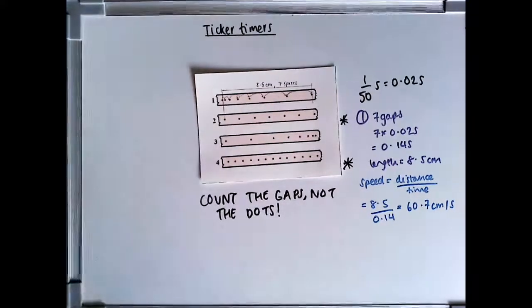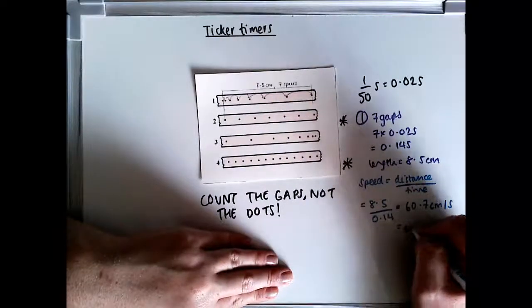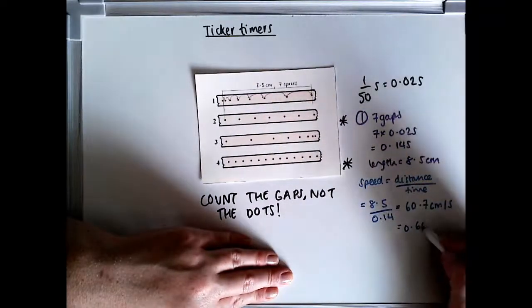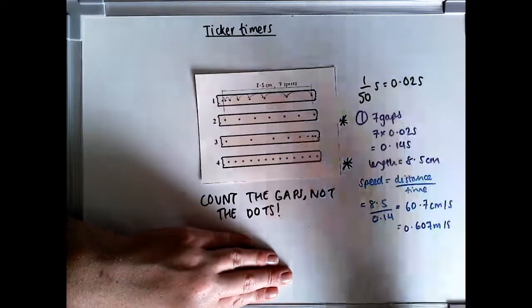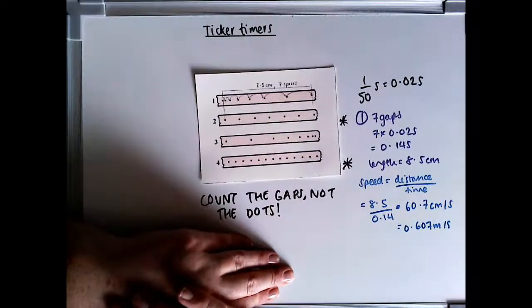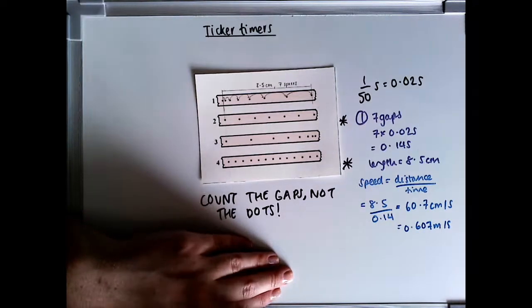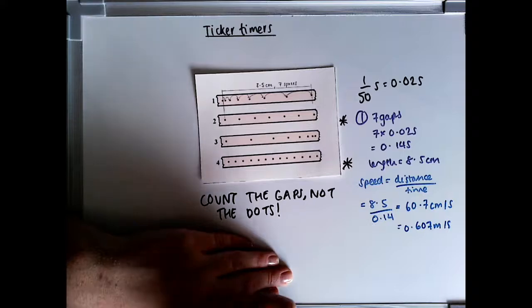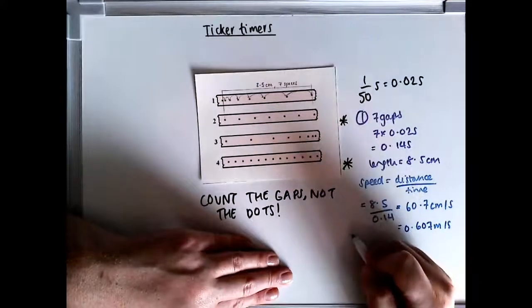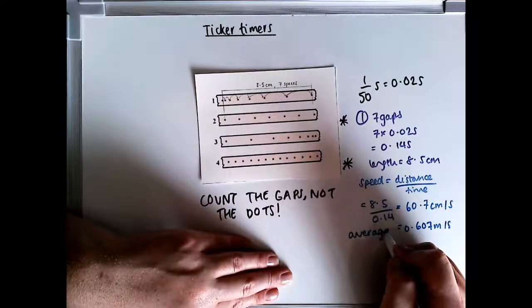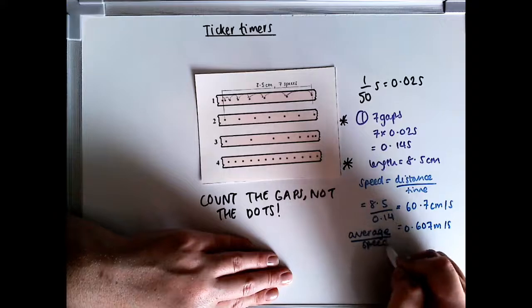I can write that in metres per second. That would be 0.607 metres per second. Okay, and that's how fast the paper was travelling through on average in number 1. Okay, the total distance over the total time. So that there is my average speed.